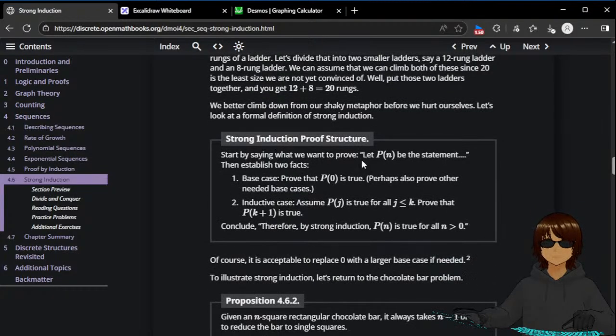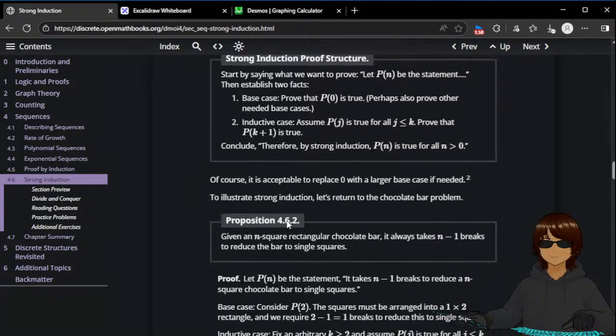Start by saying we want to prove: let P(n) be a statement, then establish two facts: base case, inductive case. So assume P(j) is true for all j less than or equal to k, prove that P(k+1) is true. Of course, it is acceptable to replace 0 with a larger base case if needed.